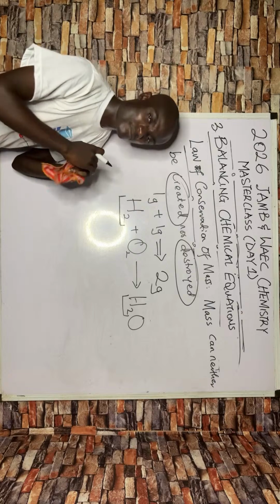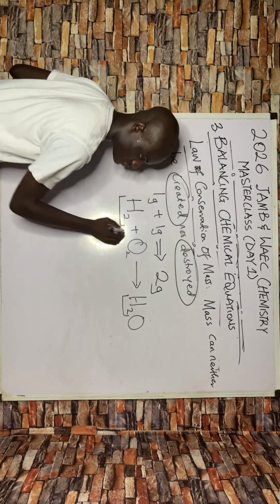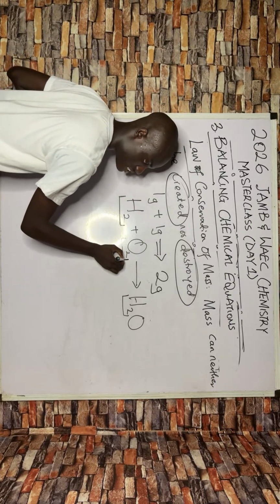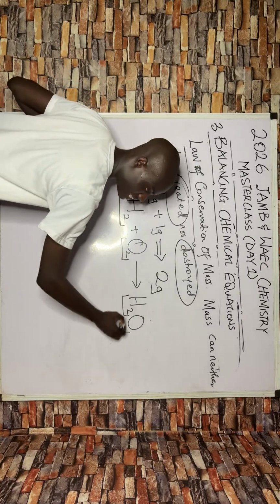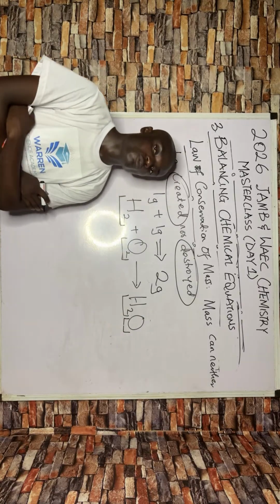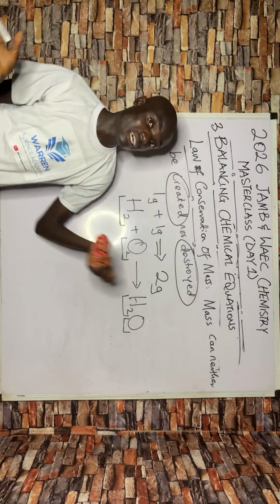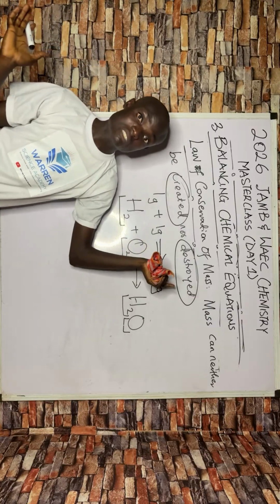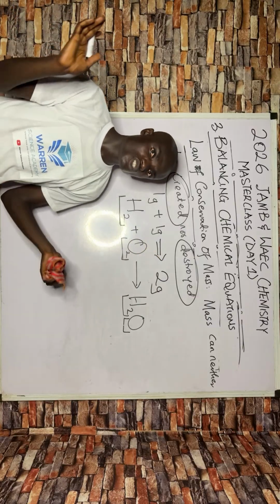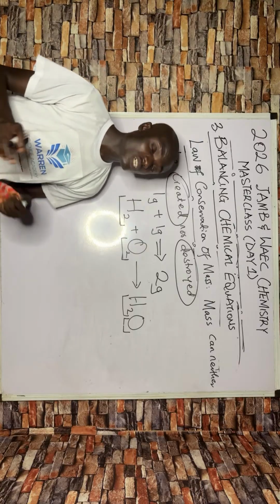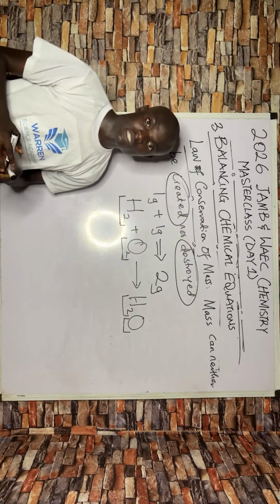That's perfect, balanced. But for oxygen, I have 2 atoms here, and I have 1 here. So this becomes a problem, and now we are worried it's not balanced. The equation is tilting towards one side, so we have to ensure that it is stable. That's why we are looking at the balancing of chemical equations.